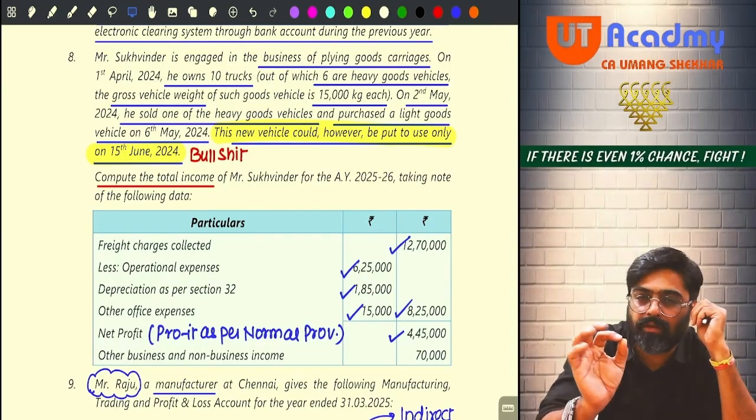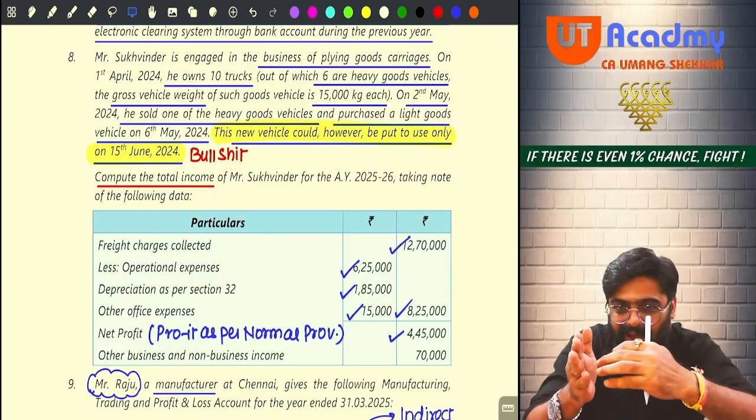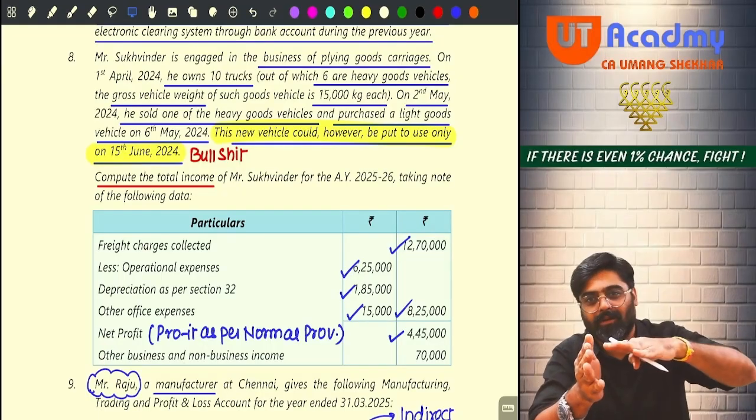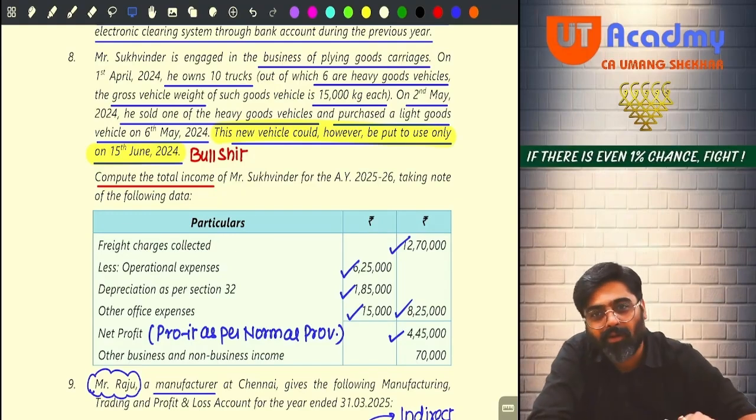See, this examiner is so good a person. 10, out of that 1 is sold. How much? 9. And again 1 is bought. 10. So it does not exceed 11. Hence you can calculate 44A.